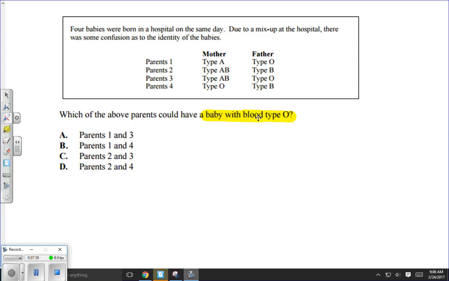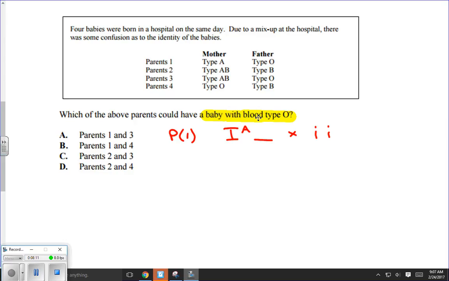So what we're going to need to do is look at all of our different parents and see if type O is even possible. So we're just going to go through each set of parents. We'll call this parent 1. We've got a mother who is type A. So the mother is type A, is big IA something. Now, what we know is that's not a big IB because she's not type B, but it could be a big IA or it could be a little i. We don't know which based on her blood type, so I'm just going to leave that second allele as blank. For the father, he has type O, which means he's going to be little i, little i.